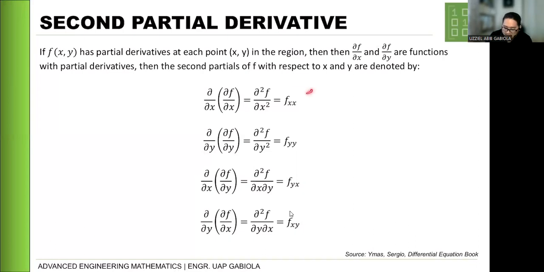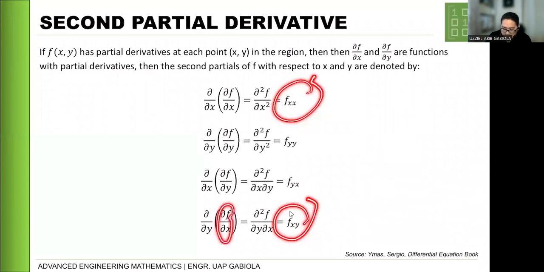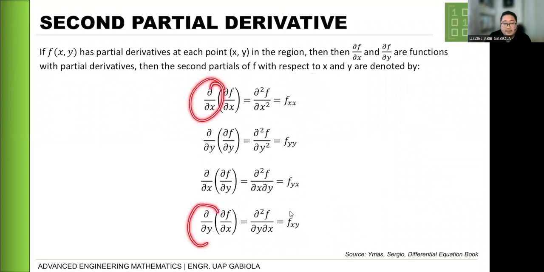Kaya meron tayong fxx tsaka fxy. So, ibig sabihin, at first, dinerive mo siya in terms ni x and then dinerive mo siya in terms ni x or ni y. Okay? Same with y. We can have first derivative natin, partial derivative natin in terms of y. And then at the second partial derivative, we can perform in terms of x and then in terms of y.